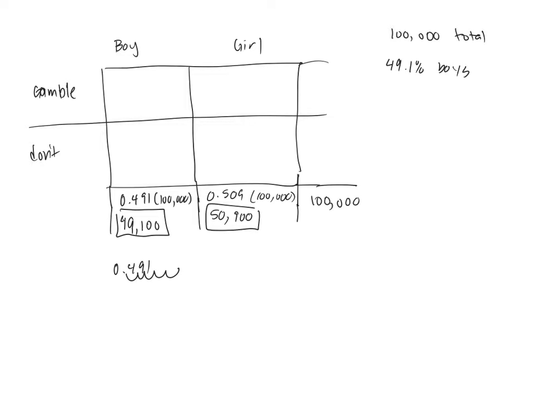All right. Now, what other boxes can we fill in from information that we're given? What percentage of boys gamble? So what proportion of boys gamble? 0.229, so we'll do 49,100 times 0.229. That comes out to be 11,243.9.